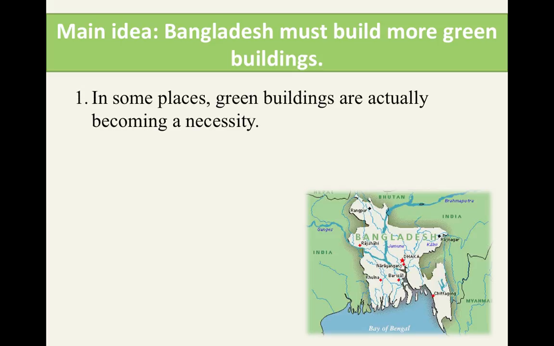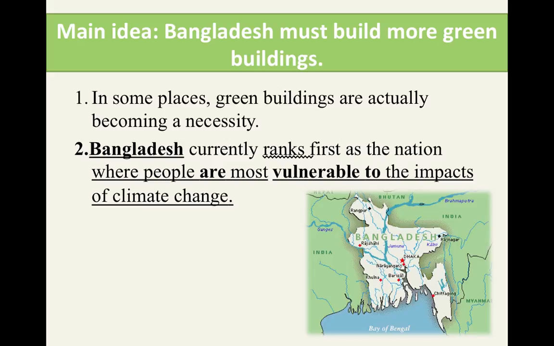The first one: in some places, green buildings are actually becoming a necessity. For example, just like this country. Bangladesh currently ranks first as a nation where people are most vulnerable to the impacts of climate change. Vulnerable means weak, and this is a phrase: be vulnerable to. Later on, I will explain how to use it. Again, rank here is a verb. So that's why Bangladesh is mentioned in this paragraph in this lesson. Impact means strong influence.